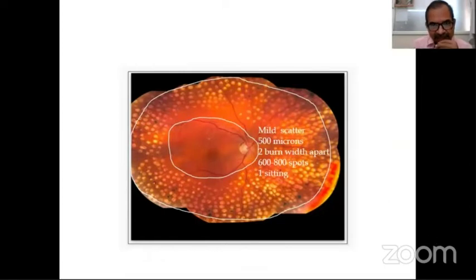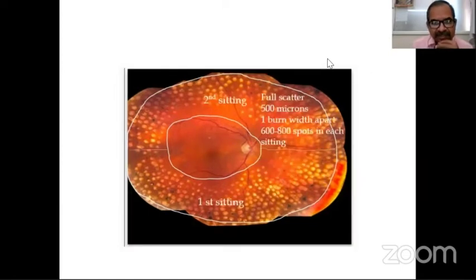The lesser the spot size, the power also must be lesser, because the penetration will be more if the spot size is less. So if you put a 500 micron spot size, then the power has to be increased because the penetration will be lesser. Always here what they mention is 2 burn widths apart, but normally I give 1.5 burn width apart between each one, 600 to 800 spots in one sitting. That's what we normally do.